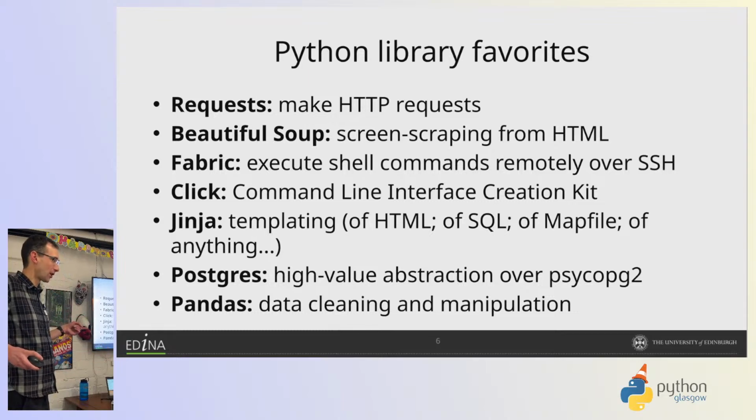I prefer Click to using argparse and stuff because I just find it easier to use because you can just decorate all your functions with the click library, and it's very quick to create nice documented CLI programs. I use Jinja templating because I find that templating solves an awful lot of problems when you're using Python. You can use templating to create system files or write SQL or write HTML. I find it gets me out of a lot of problems quite easily. And I use Psycopg3 rather than Psycopg2 because again I find it easier to use and I find the API better. And then I use pandas because, like everyone else, I do data cleaning and manipulation.